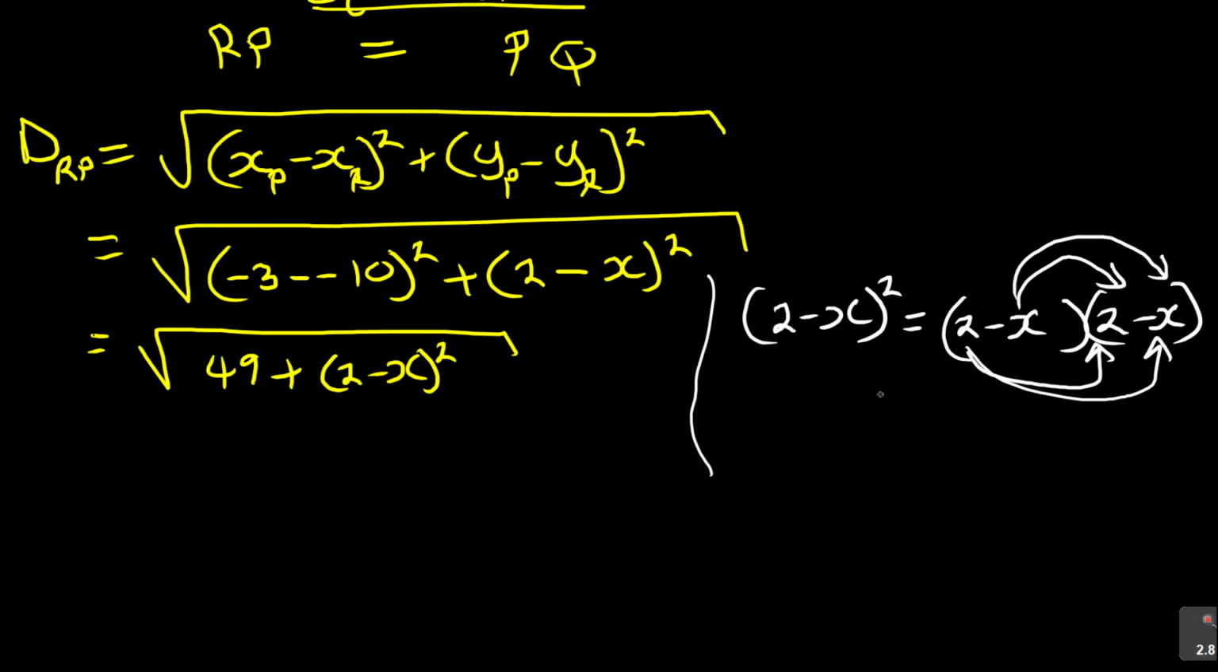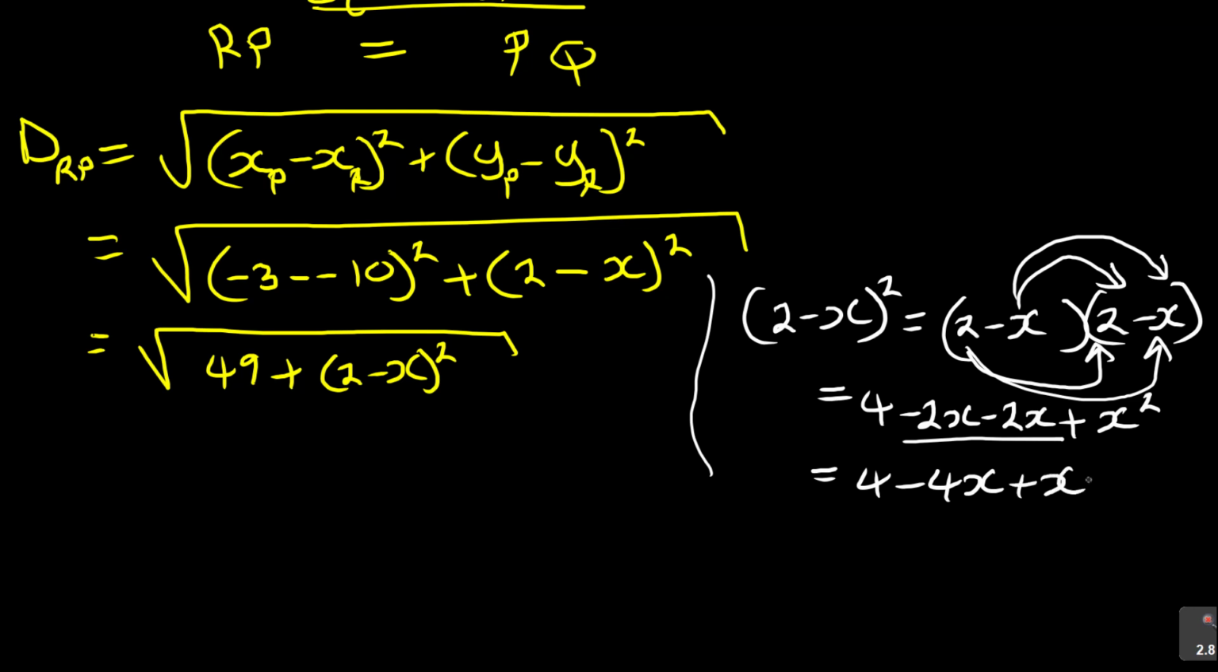You remember the FOIL method, which is 2 times 2 is 4, 2 times minus X is minus 2X, minus X times 2 is minus 2X. These usually add up, and then negative X times negative X is plus X squared. You see that? Then it's 4. If you add this, minus 2 is common. It's minus 4x. Use a calculator. Minus 2, it's minus 4 plus x squared.